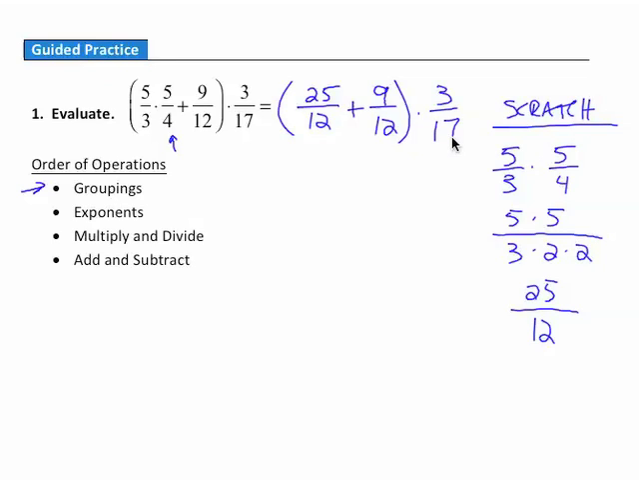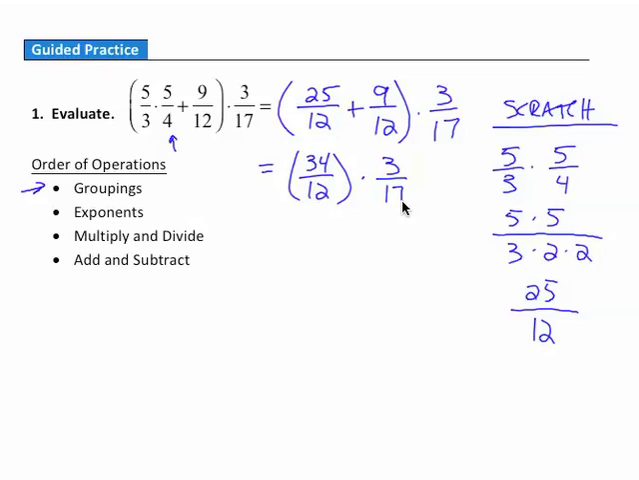I write down the rest of my work. Okay, still working inside the parentheses. I'm going to add 25/12 and 9/12. Those are already like fractions, so I can add those together. So let's see, 25 plus 9 is going to give me 34. So I get an answer then of 34/12 inside my parentheses.